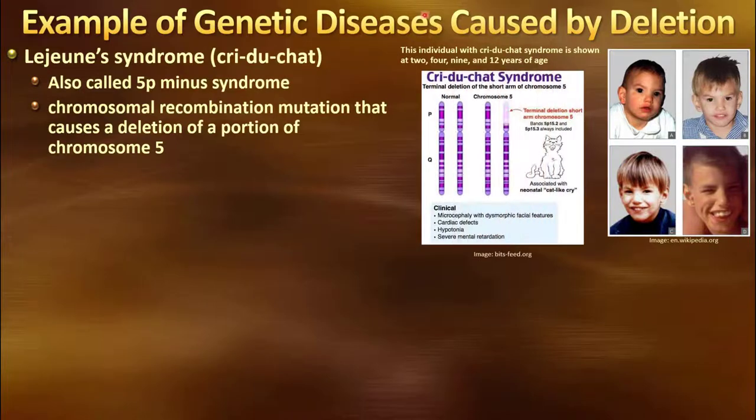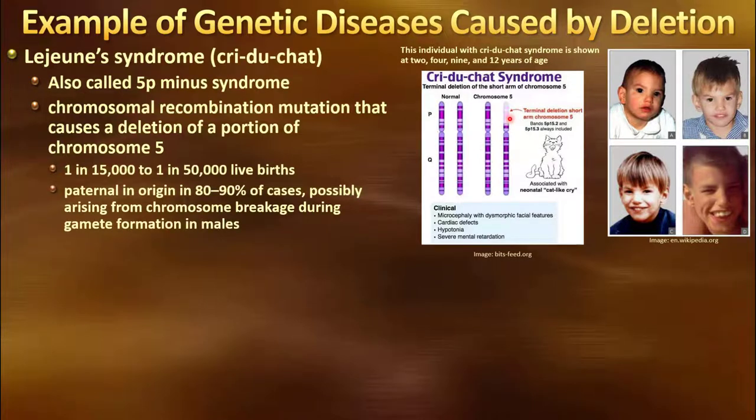We can see here a normal chromosome number 5, and typically with chromosomes, we have the centromere and then we have two arms. And we typically refer to the two arms as P and Q. It is the P arm of chromosome number 5 that is affected here. This occurs in about every 15,000 to 50,000 births. It also seems to be paternal in origin, so this breaking seems to be more likely to occur in formation of sperm than it does in the formation of eggs.